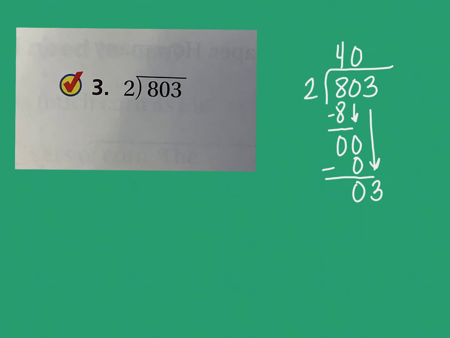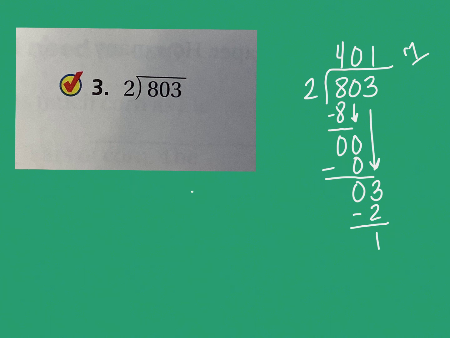2 times what number gets me as close to 3 as possible without going over? Just 2 times 1, because 2 times 2 is 4, that's too much. So just 2 times 1. 2 times 1 is 2. And I'm left with 1 left over. I'll just call it remainder 1. So my answer is 401, remainder 1.